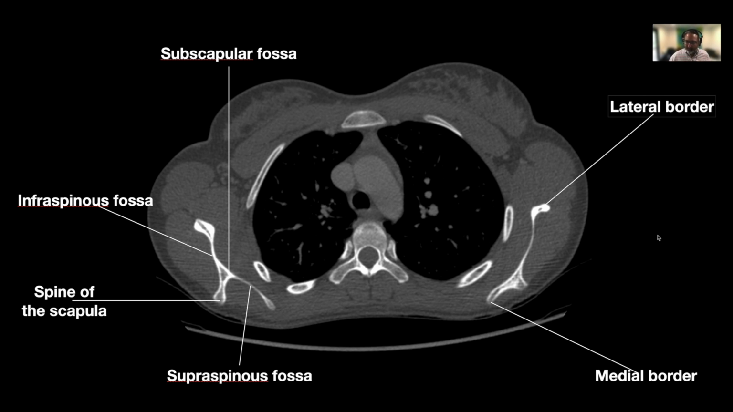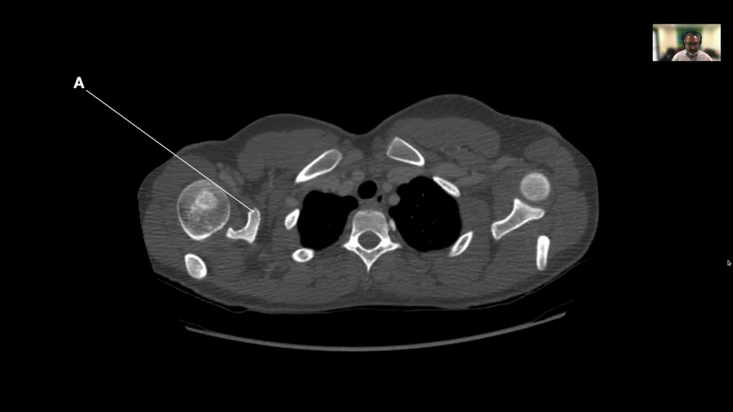I think it is the lateral border. No, it's not high enough. No. We're getting there. You will see those. There you go. Well, it's not exactly, but that's something of the scapula. What is that? Correct. Good job.